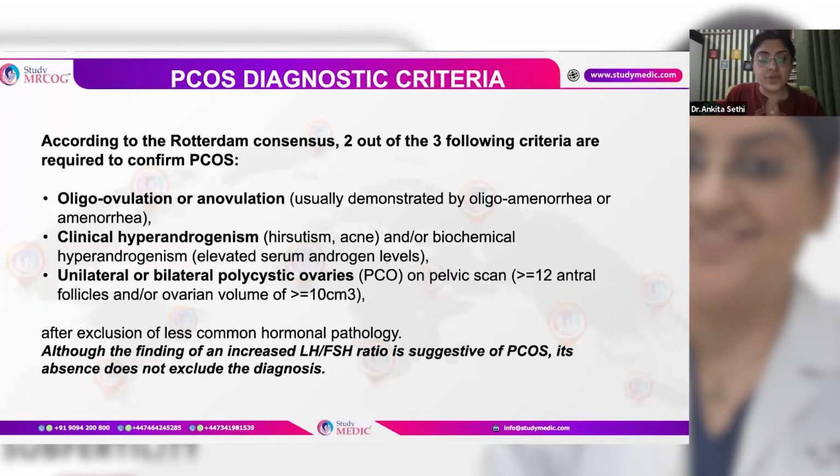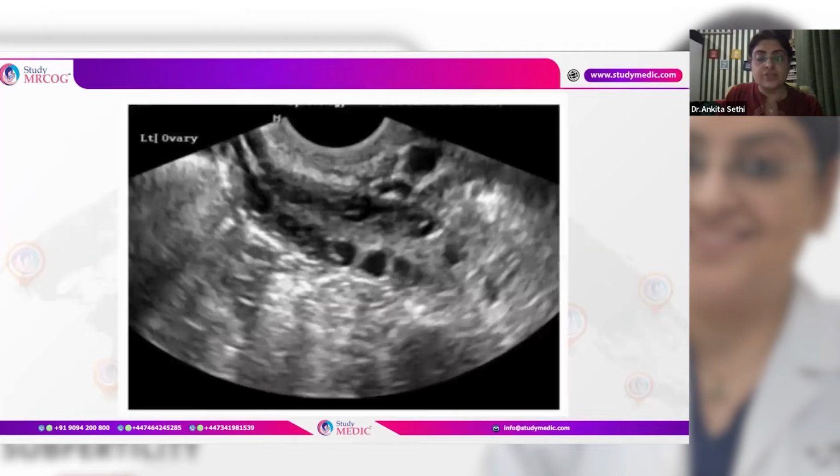Although the finding of an increased LH-FSH ratio is suggestive of PCOS, its absence does not exclude diagnosis. So these points are very important, very frequently asked questions on these points. So this is a typical picture of a PCOS ovary, or we call it a PCO morphology as well.